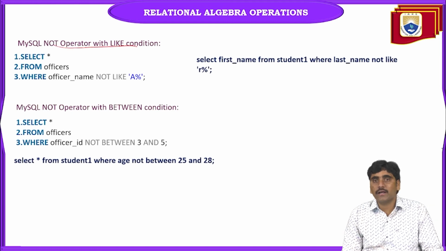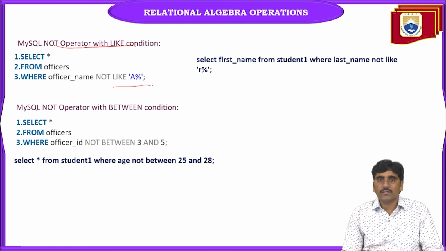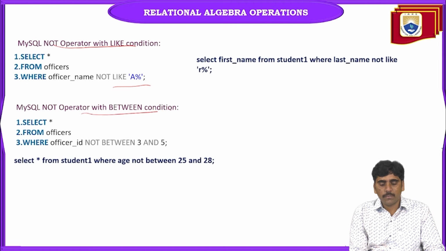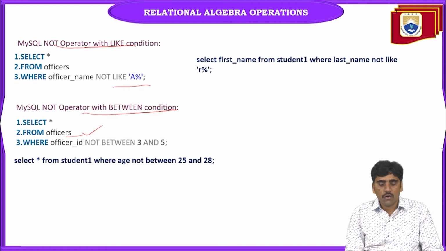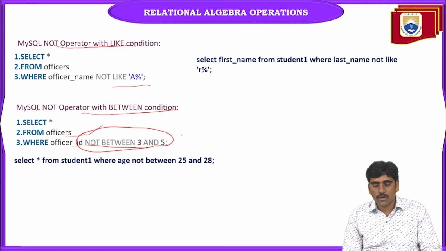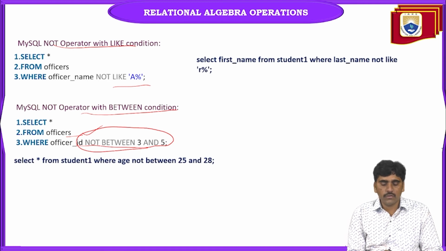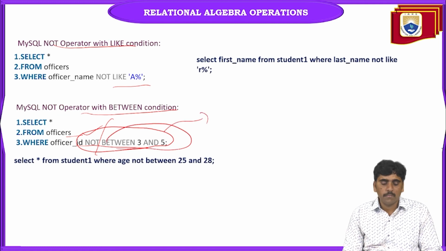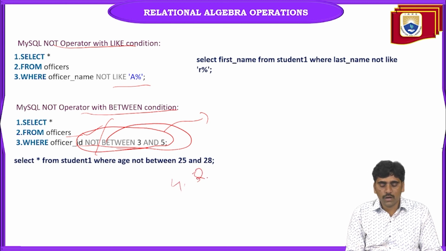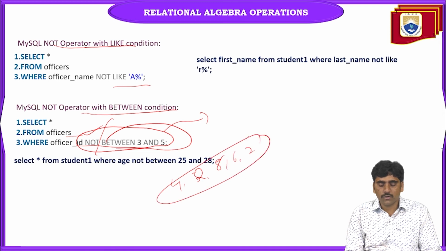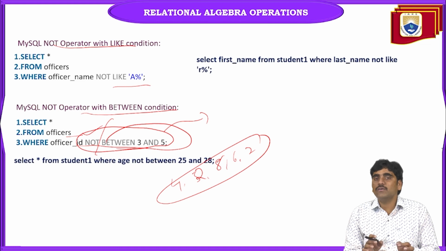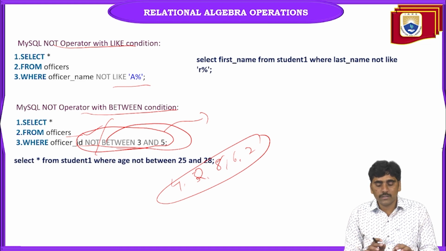And the next one is the MySQL NOT operator with the LIKE condition, same as we saw in the last slide. And then the NOT operator with the BETWEEN operator. So select star from officers where officer ID not between 3 and 5. If you specify between 3 and 5, it displays all the values between 3 and 5. But if you specify not between 3 and 5, it displays values other than those, maybe 4 or 2 or 8 or 7 or 6. So not between means the values are not inside of these two values.